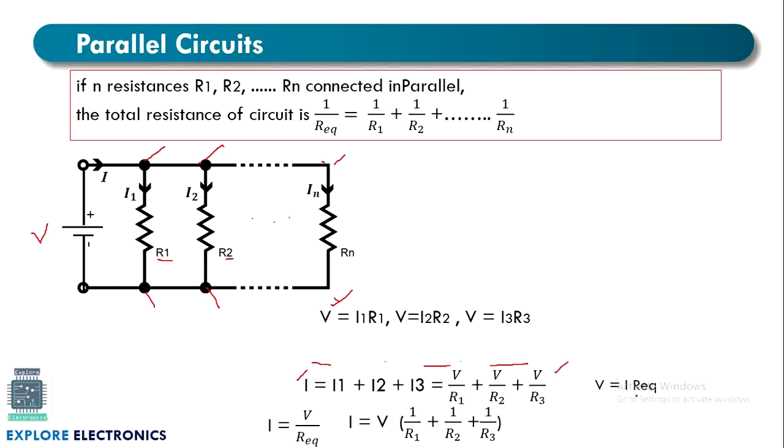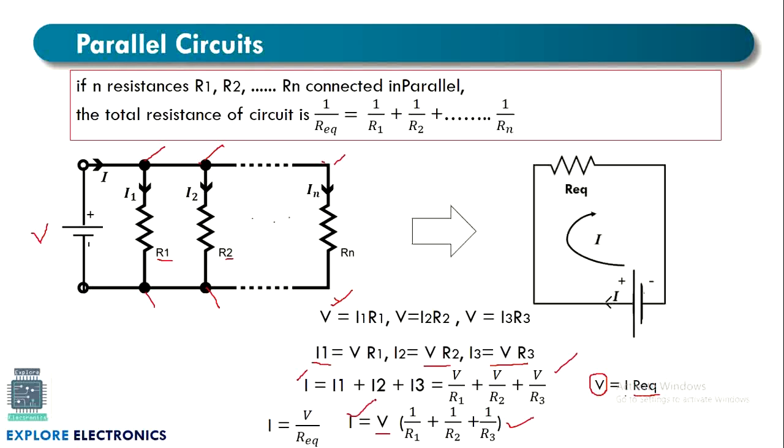So that equivalent resistance is taken here and the total current is I. So the total voltage can be measured using this expression. And this is the equivalent resistance if they are connected in parallel, that is 1 divided by R1 plus 1 divided by R2 plus 1 divided by R3. With this we can calculate the total current also. So with this knowledge we can also write the equivalent like this.